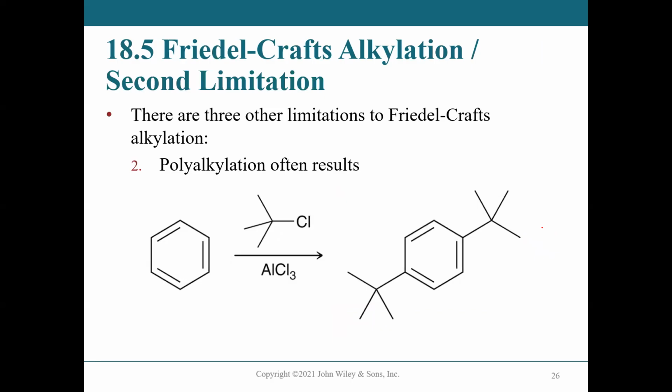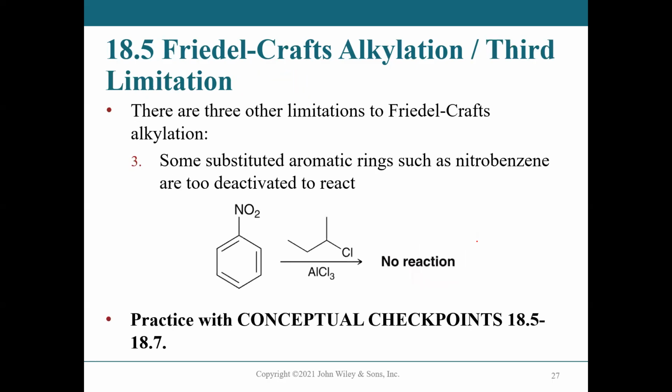So it says polyalkylation often occurs. That means we're alkylating on both sides, we're not just alkylating on one side. And it says some substituted aromatic rings will not react. The reason why this is not going to occur: remember, oxygen is going to be electron withdrawing. So they're going to be electron withdrawing groups. Remember, you can have electron donating groups, but in this case, electron withdrawing, and we're not going to get a reaction here.